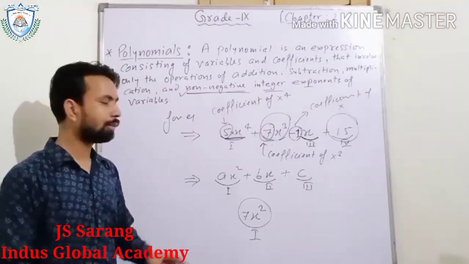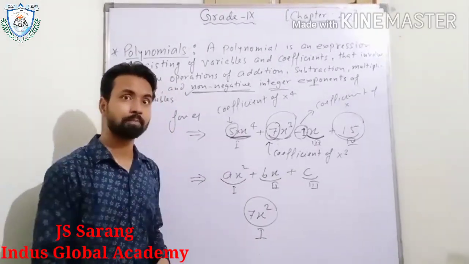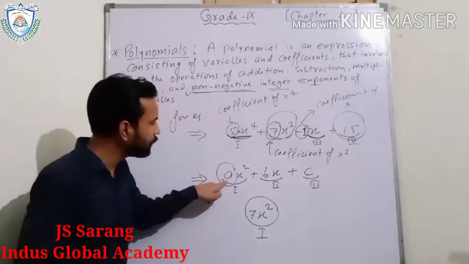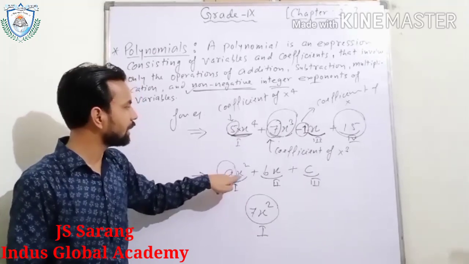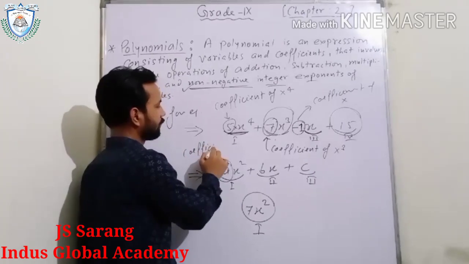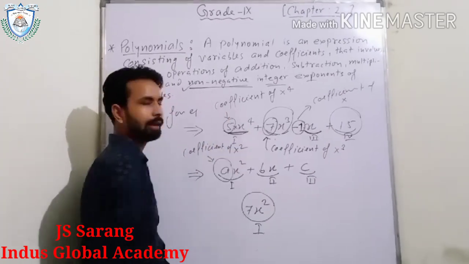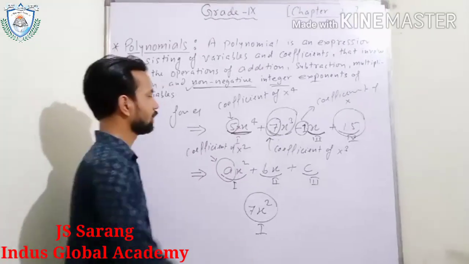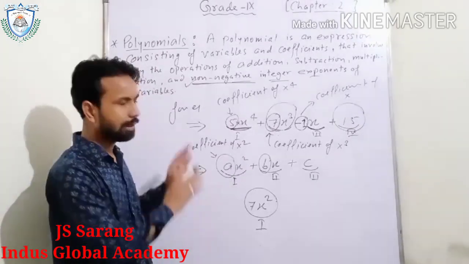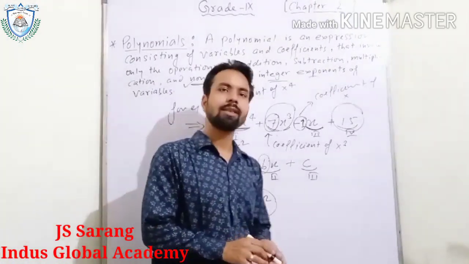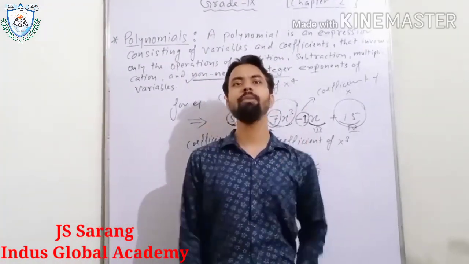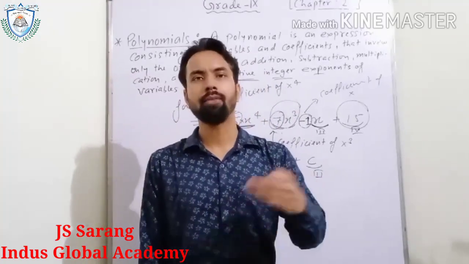Okay, now tell me, what is the coefficient of x square in this polynomial? Yes, tell. Yes, absolutely correct. a is the coefficient of x square because a is in multiplication of x square. So this is the coefficient of x square. What is the coefficient of x? Yes, b is the coefficient of x. So hope it is clear to everyone how can we identify which is a polynomial, or how can we identify the number of terms of the polynomial, or how can we find out the coefficient of any variable.